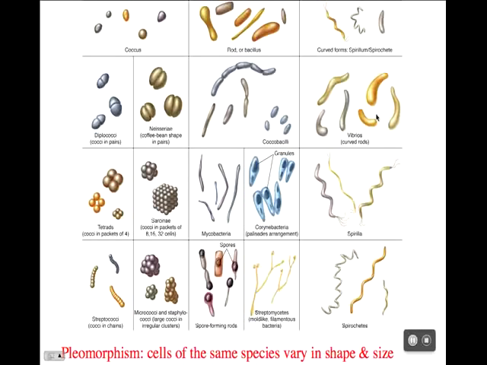Here are the vibrio, the curved rods. Here are the spirillum, right, those 2 or more curves. And here are the highly flexible and twisted spirochetes.